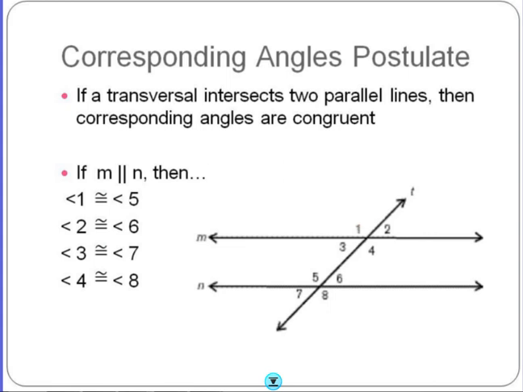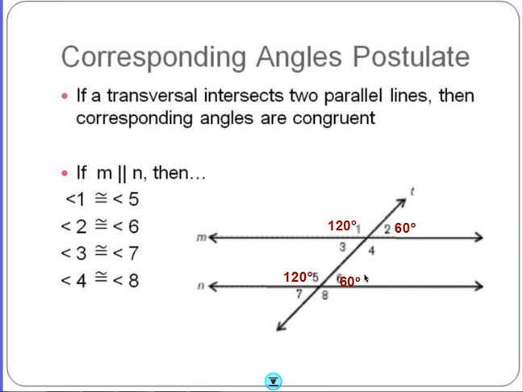They're corresponding. So let's say if angle 1 is 120 degrees, then we know that angle 5 has to be 120 degrees. Now, another example of corresponding angles would be 2 and 6. So let's say angle 2 is 60 degrees, because we know angle 1 and angle 2 are supplementary angles. Then if angle 2 is 60, angle 6 also has to be 60.